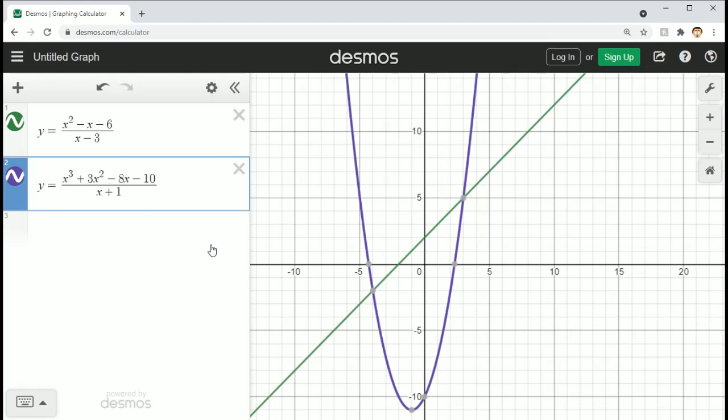Okay, so it looks like they intersect at 2 points, (-4, -2) and (3, 5). So that means that my solutions, according to Desmos, are going to be -4 and +3. So I'm just going to write those down. -4 and +3.